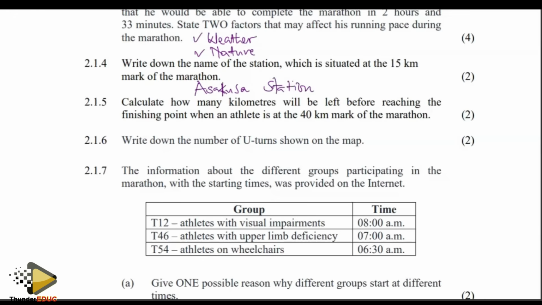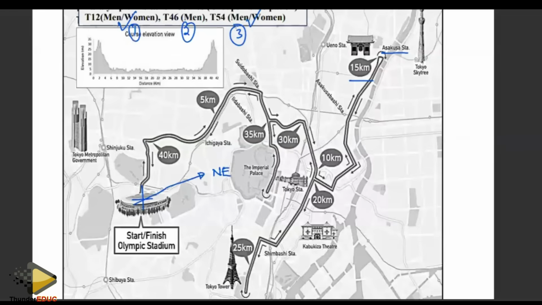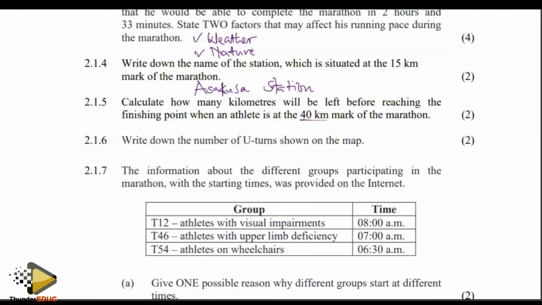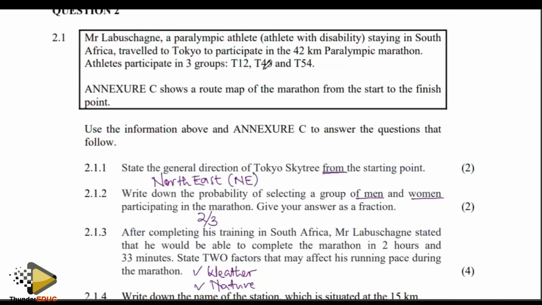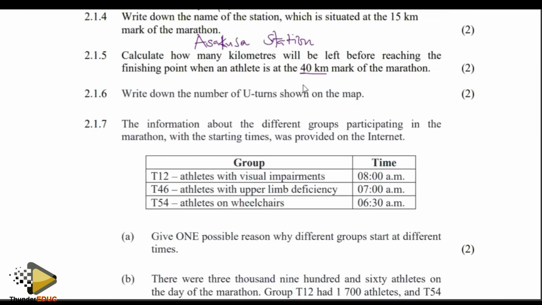Asakusa station. Calculate how many kilometers will be left before reaching the finishing point when the athlete is at 40 kilometers mark. Let's go there and we see. If the athlete is here, what will be left to go to the finishing line? Remember, in the scenario they told us, the marathon is 42 kilometers. So if the person is at 40, how many are remaining? 42 minus 40 becomes 2 kilometers.